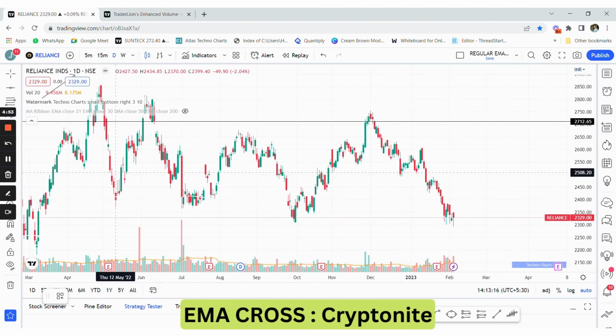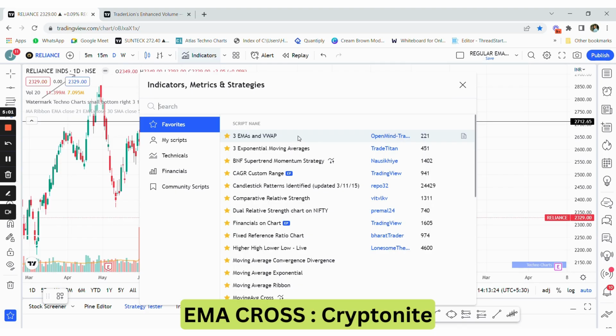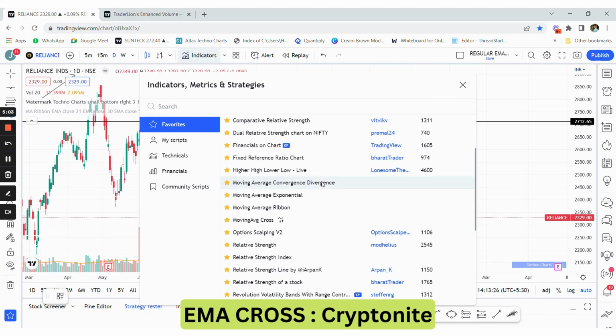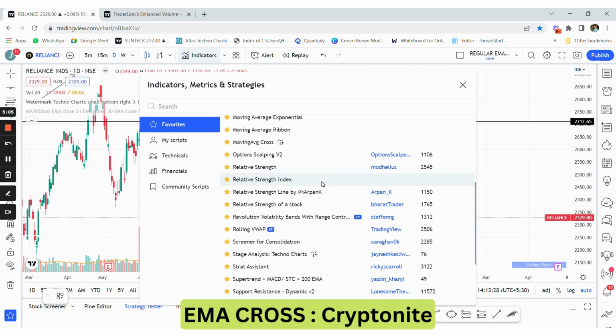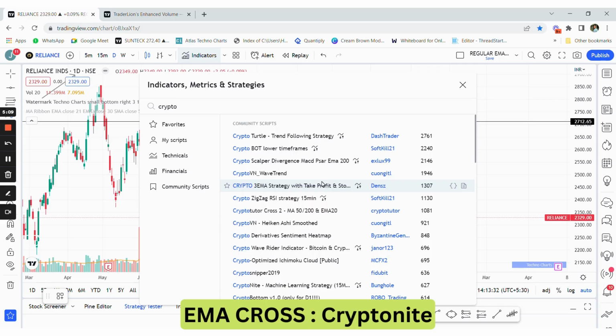Now the third indicator that I'm going to talk about is the Cryptonite's EMA Feed. This is a very awesome indicator that can help you understand the moving averages on a particular chart. So I will type the name here, Cryptonite.